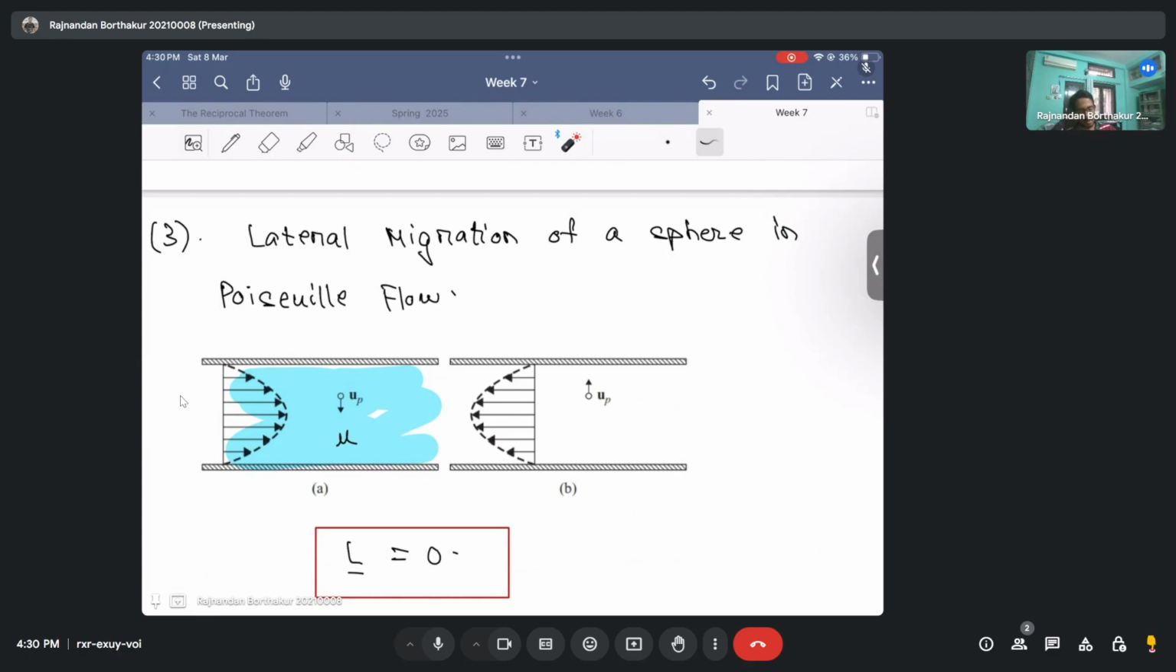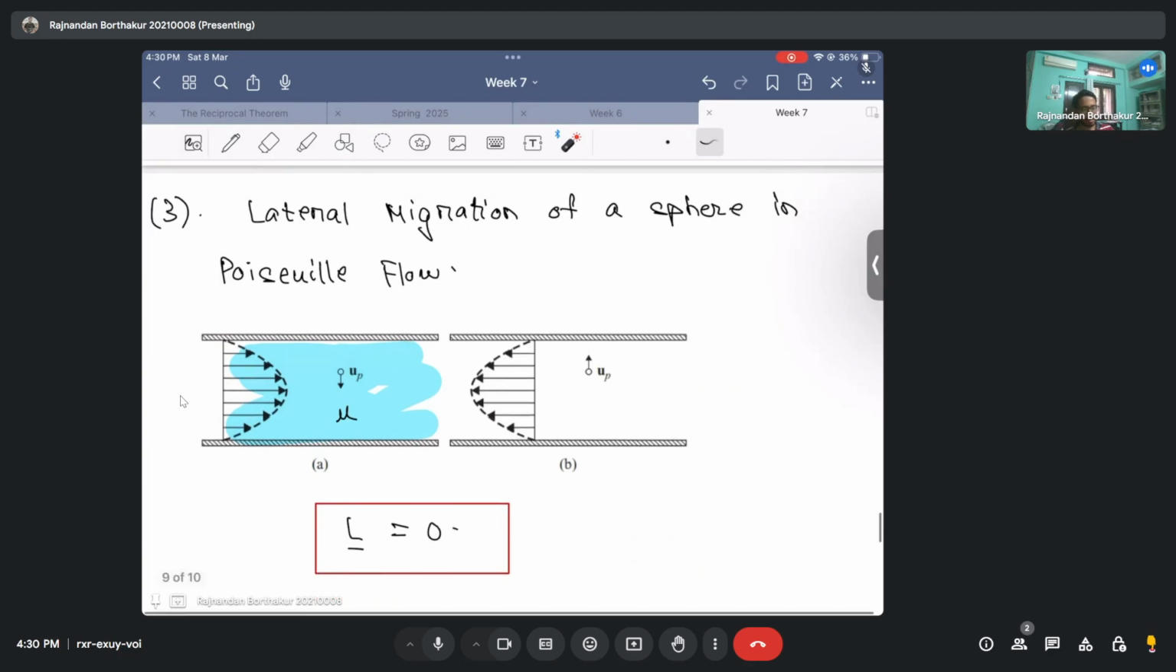Okay. That's another idea of looking into the consequences of linearity of this picture. Okay.